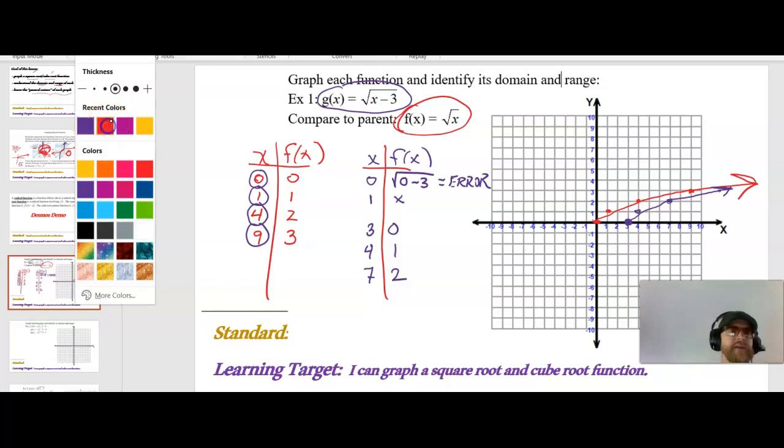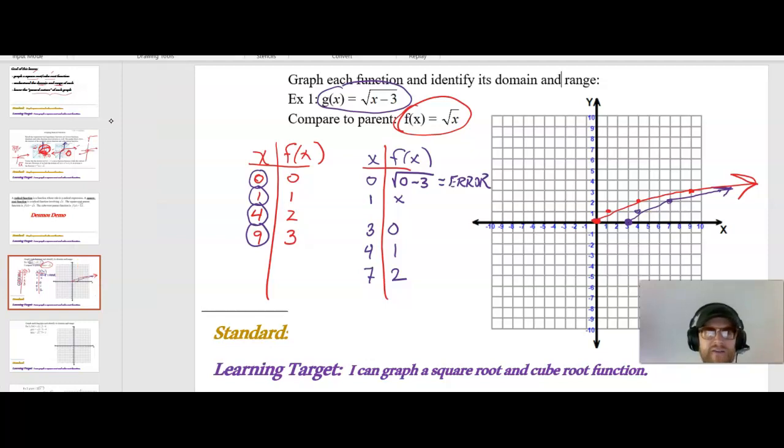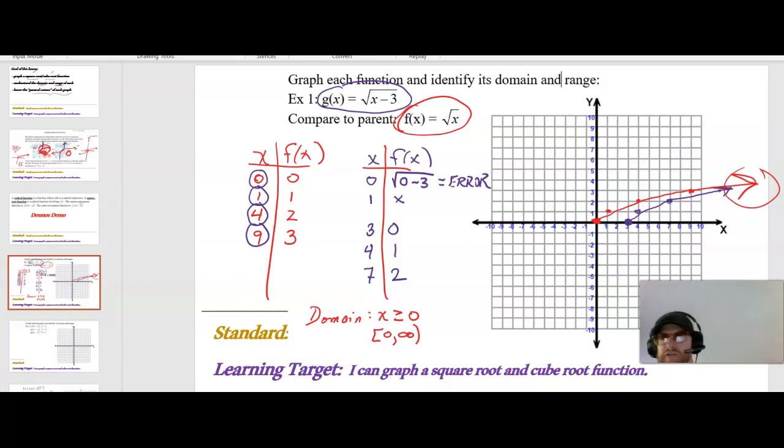So let's not forget to discuss the domain. The domain of the original square root function, in red, is all x values greater than or equal to 0. So the domain starts at 0 and moves to the right forever. Another way to write that is in interval notation: 0 is included, comma, all the way to infinity. So that's the original domain, 0 to infinity, 0 and to the right forever. So just remember the domain is all x values.